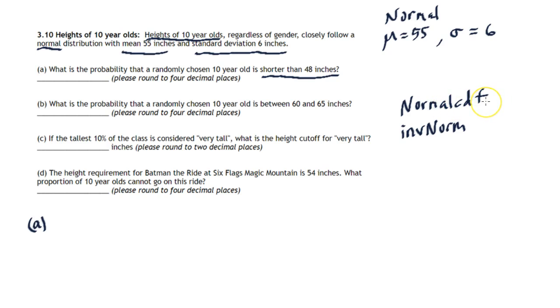So if the question is about probability, then we're going to be using normal CDF. If it's asking for a value given some sort of probability, so we're going the opposite direction, from probability to value, then we'll be using inverse norm. Inverse meaning backwards, compared to the normal CDF. So here we have, what is the probability that a randomly chosen 10-year-old is shorter than 48 inches?